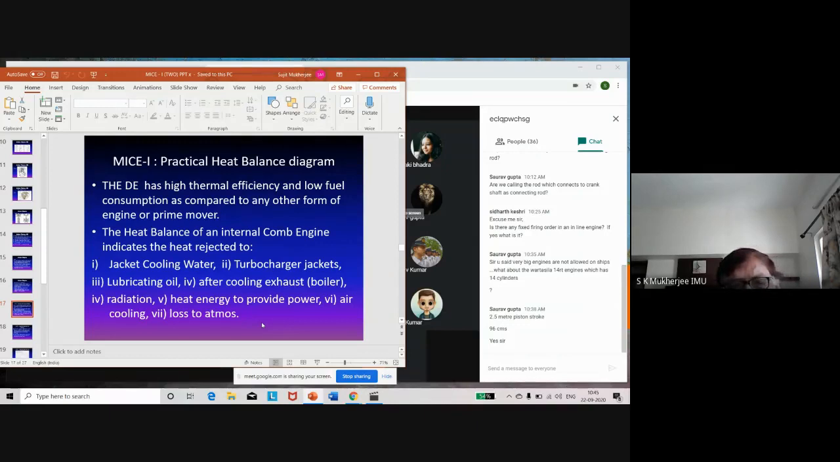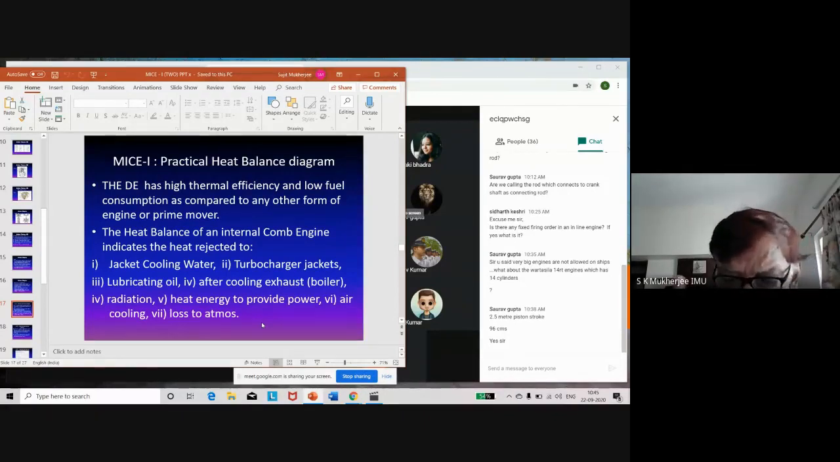Apart from that, the cooling water which is used for cooling is then thrown overboard, which means some of the heat energy is lost there. Then you cool the engine with air. So some amount of heat energy is lost there. Then the radiation from the engine is also coming through. So that causes some amount of heat loss. Now, all these losses are indicated by the heat balance diagram.